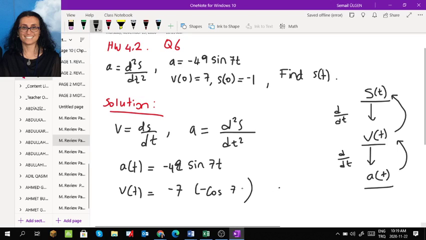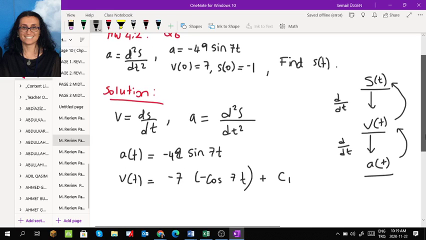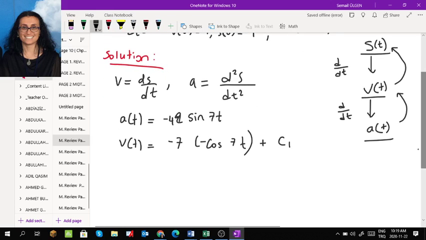Okay, so this is going to be t plus c1, a constant. So v of t is going to be 7 cosine 7t plus c1. Let's check the answer. Take the derivative of cosine, you get a negative sign. Take the derivative of the inside, you get times 7. 7 times 7 is 49, so this is good. The derivative of c1 is 0, so this is okay.